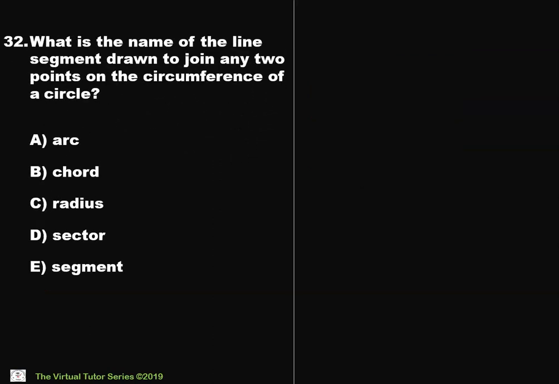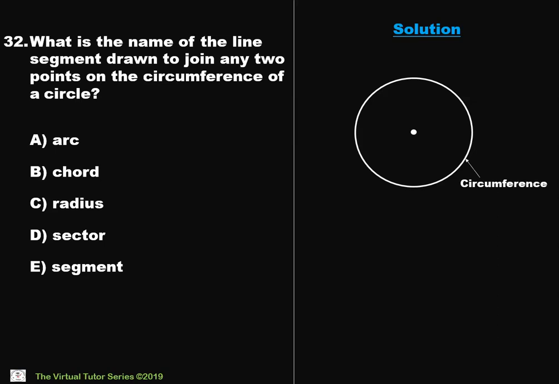Question 32. What is the name of the line segment drawn to join any 2 points on the circumference of a circle? Solution. To answer this question, let's review the parts of a circle. So here is a circle with a center. The distance around the circle is known as the circumference of the circle. Any part of the circumference is called an arc.